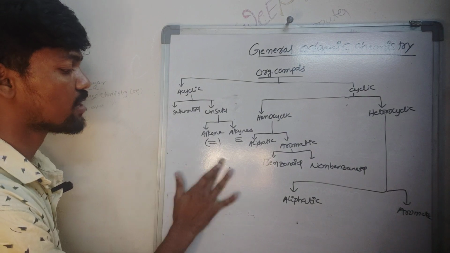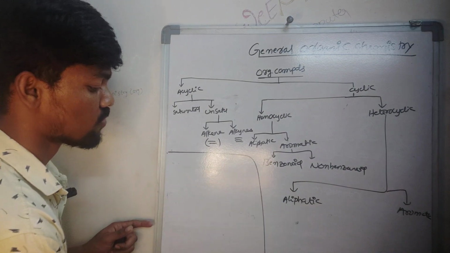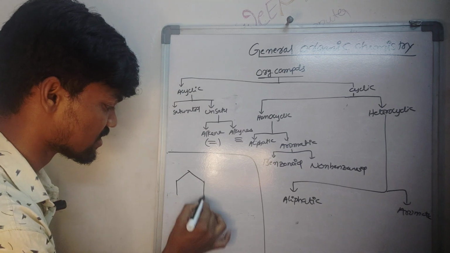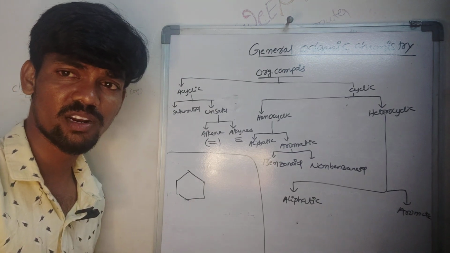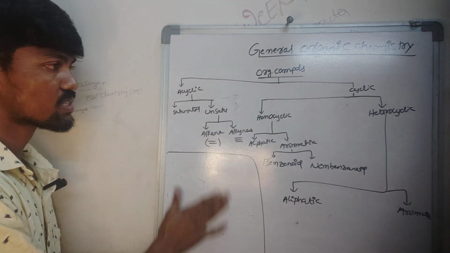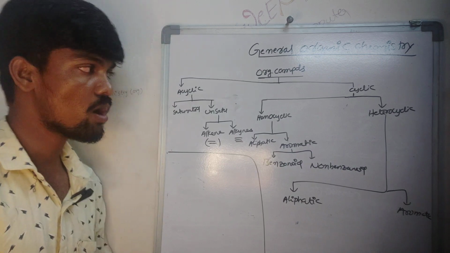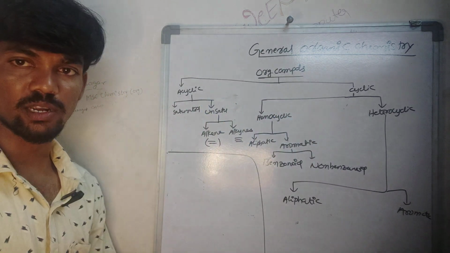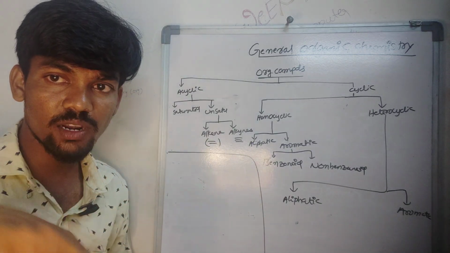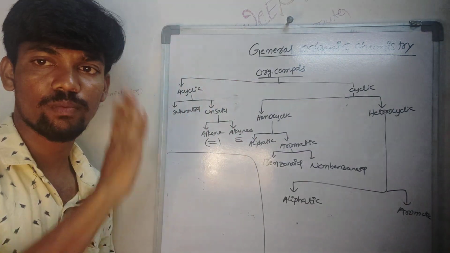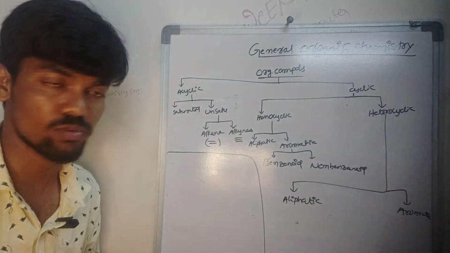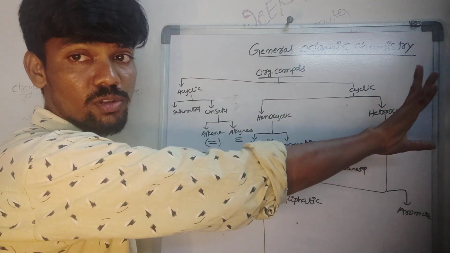Coming to the next point: cyclic structure. You know cyclic structures. Whatever it may be, aromatic or non-aromatic, we don't ask that, but the structure type is cyclic compounds. Cyclic structures are two types: homocyclic and heterocyclic. Homo means the same type of atoms are present in the molecule. Hetero means different types of atoms are present in the same molecule. That is heterocyclic.